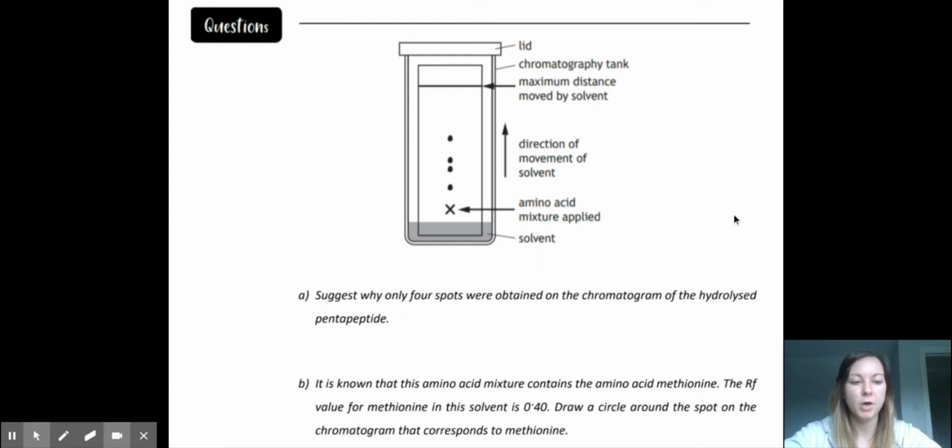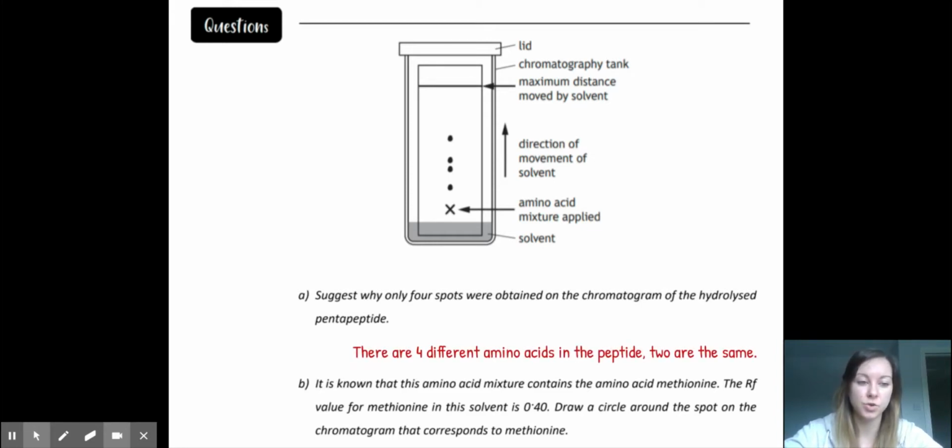Well, if we're thinking about a pentapeptide, then we should really have 5 amino acids. But what this must mean is that 2 of the amino acids in the chain are the same. So there are only 4 different amino acids in the peptide, 2 are the same. That was maybe quite a tricky problem solving question.